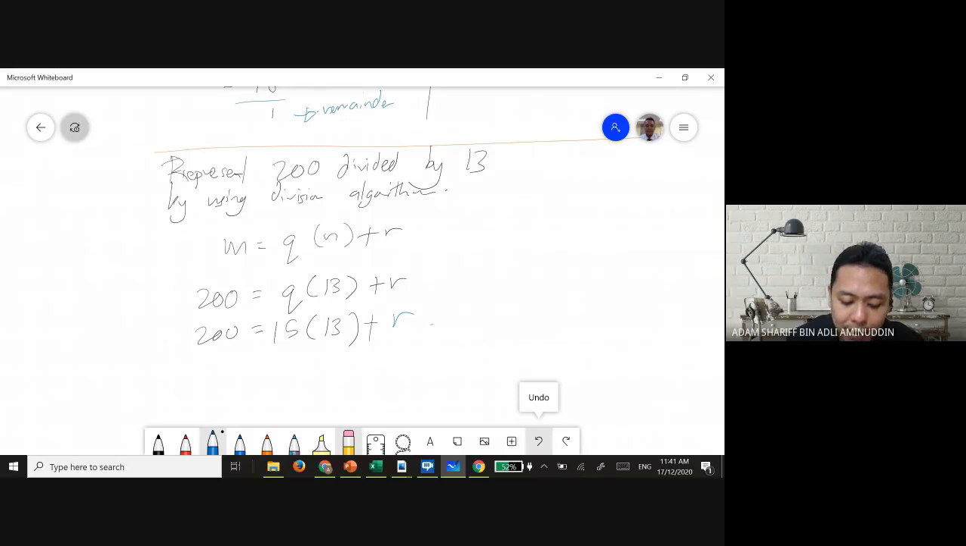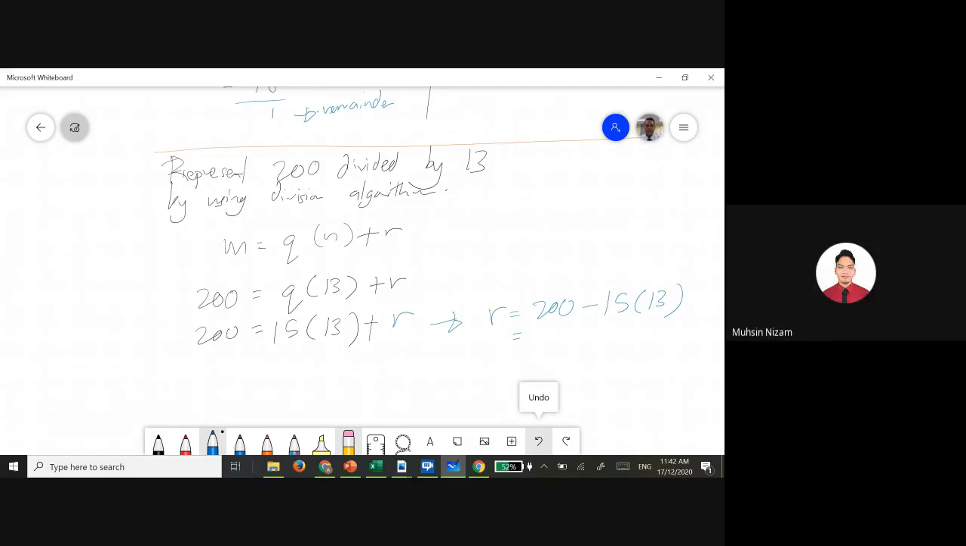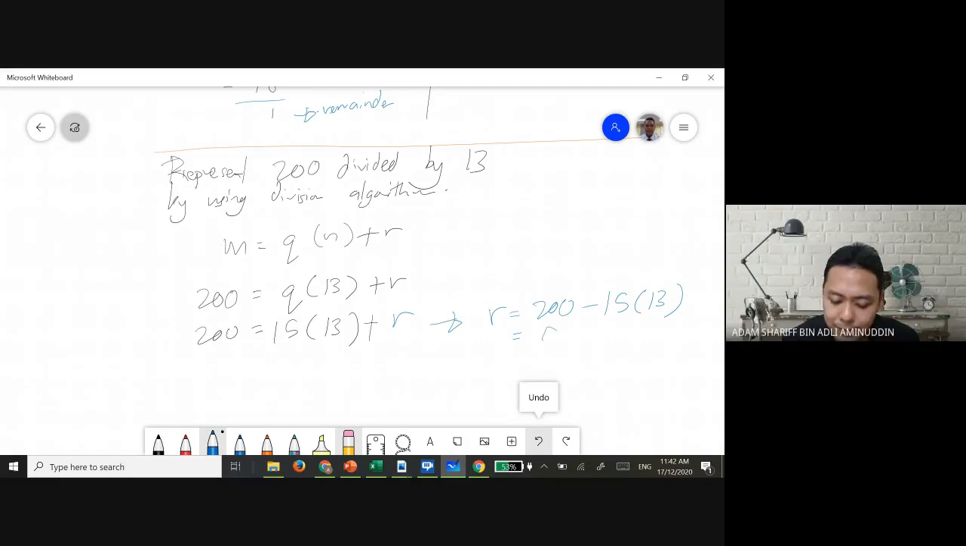So, how to find the R is actually very simple. R can be determined by 200 minus 15 times 13. Dapatlah 200 tolak 195, dapat 5. So, at the end, 200 equals to 15 times 13 plus 5.